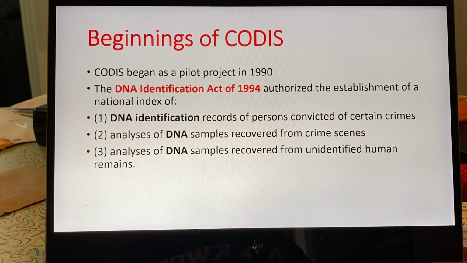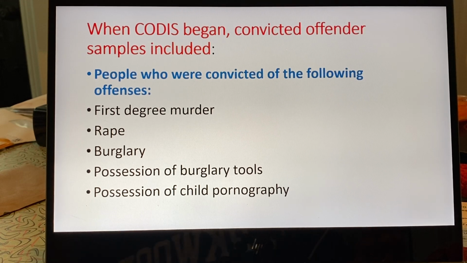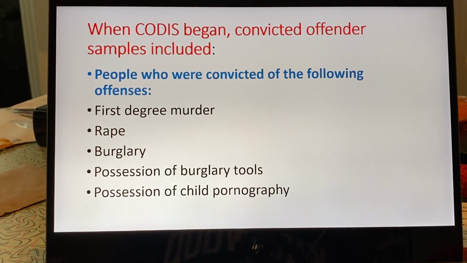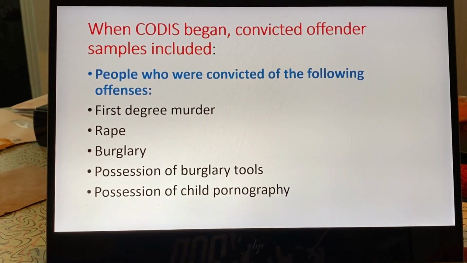The goal is that there are no unclaimed, unidentified bodies. That would be the ultimate goal. So here is the main problem with CODIS when it first started out, and thankfully this has been rectified.